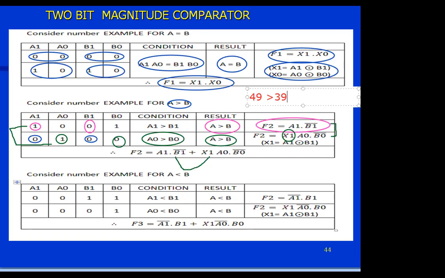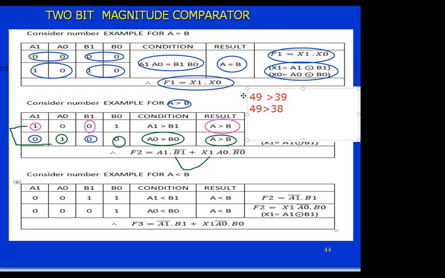The LSB bits may be identical or may not be identical. This is one condition. Second, similarly, 49 greater than 38. In these two conditions I am defining the two numbers as greater: 49 is greater than 39, 49 is greater than 38. Here the MSB digit is 4, and 4 is greater than 3, so simply we can say a greater than b. This is one of the possible conditions.